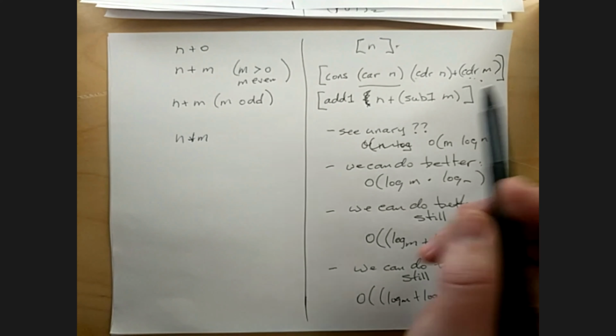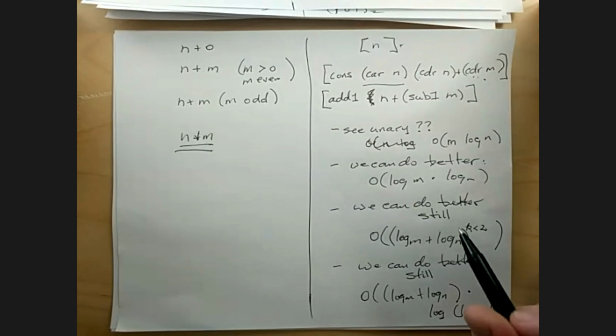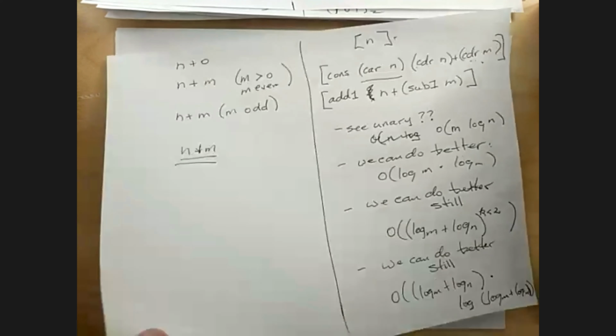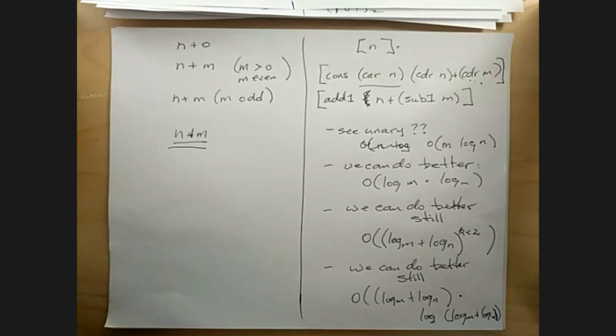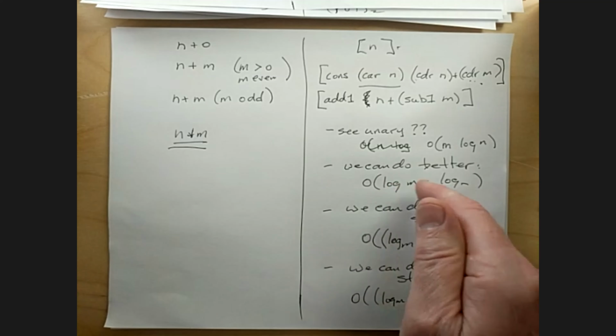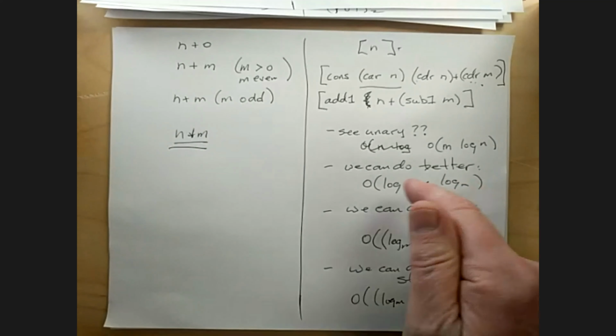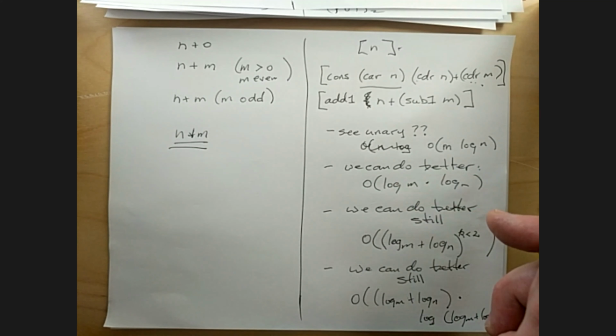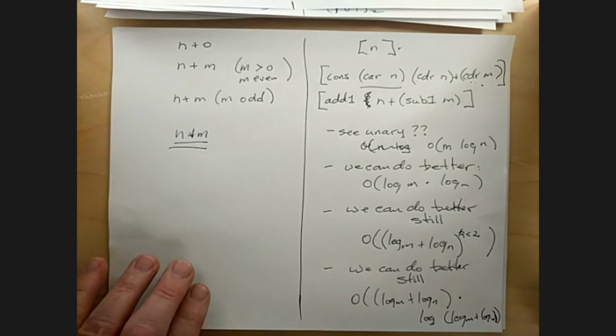Okay. What about times? Well, once again, we can do times the same way as unary, but it turns out we can do better than that. We can do a version of times that takes O of log m times log n steps. And the way we're going to do this is like good old-fashioned long multiplication.